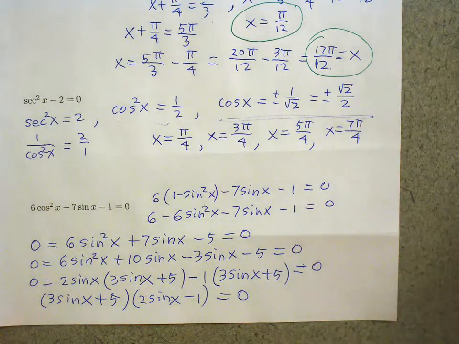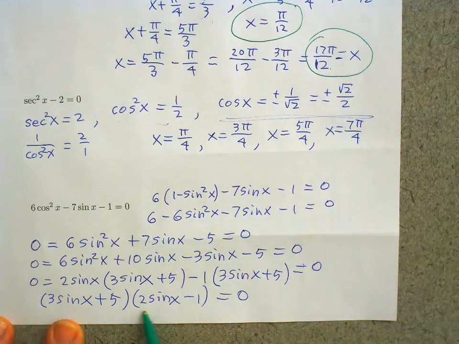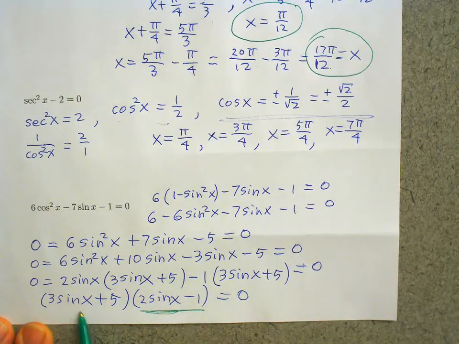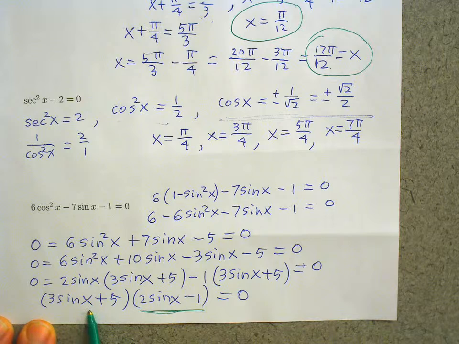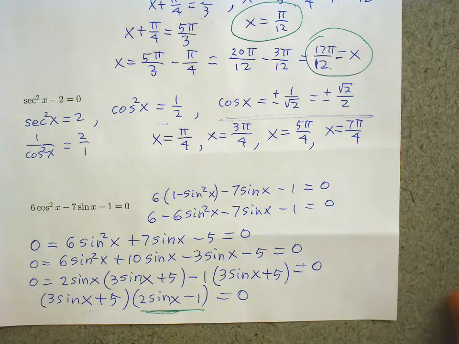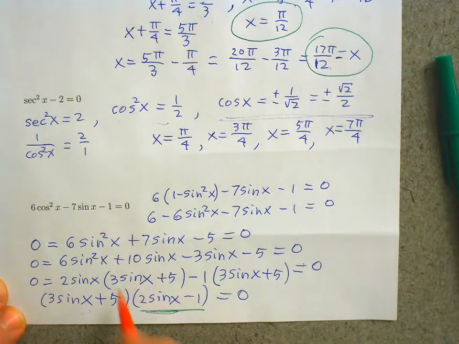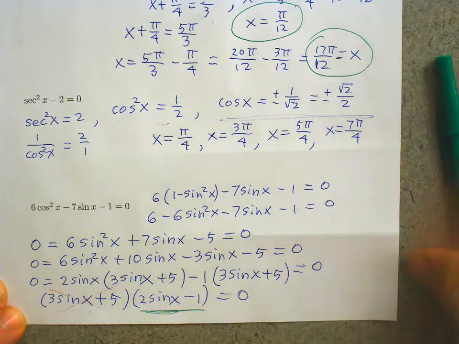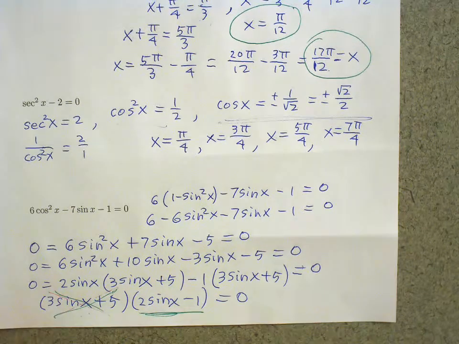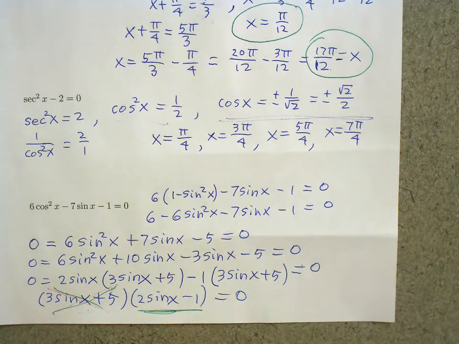So we're only going to get solutions from one of the factors because when we set this one equal to 0, we'll get sine of x equals negative 5/3, but that cannot happen. That cannot happen because the range of sine is between negative 1 and positive 1.